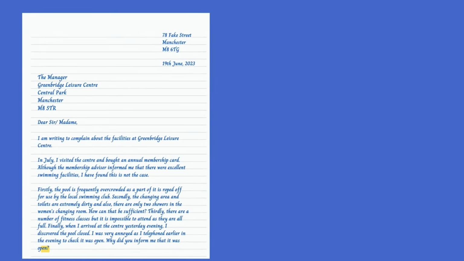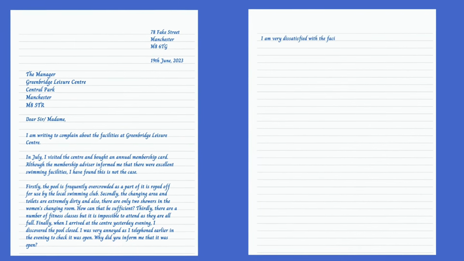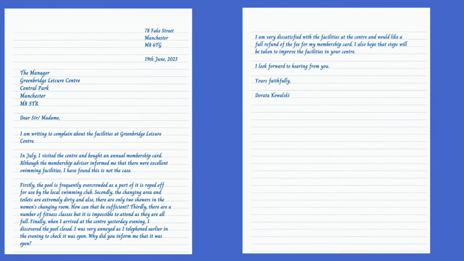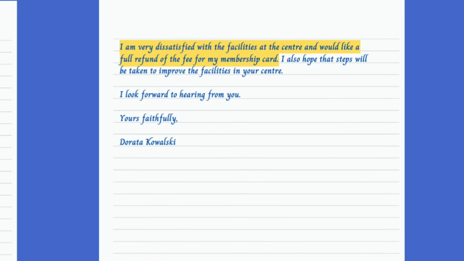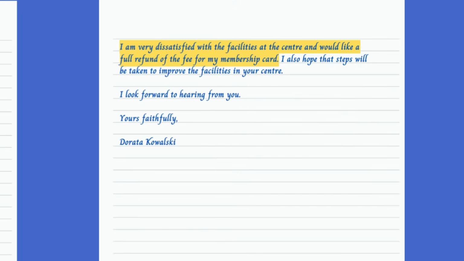We'll move on to the next paragraph, and you will probably need 2 sheets to complete this writing. So we'll finish this letter off. I'm very dissatisfied with the facilities at the center and would like a full refund of the fee for my membership card. Here you're using formal language. Rather than saying I'm unhappy, you're saying I'm dissatisfied. Rather than saying I want a full refund, you say I would like a full refund. So you use formal language.